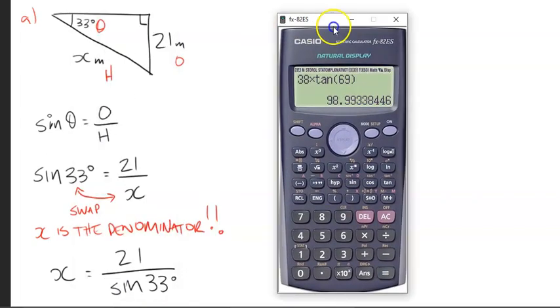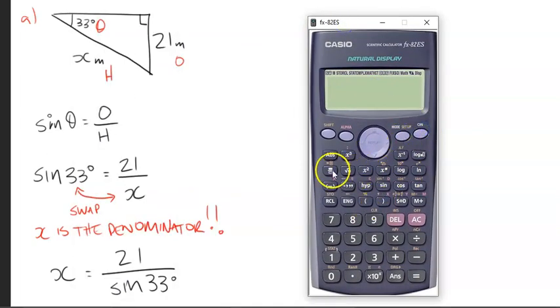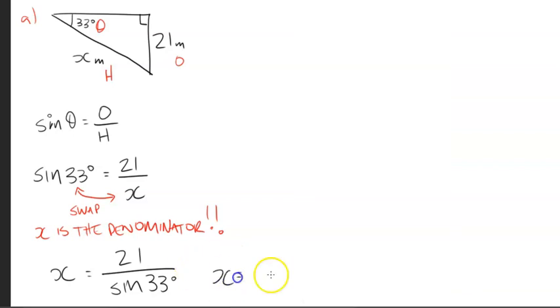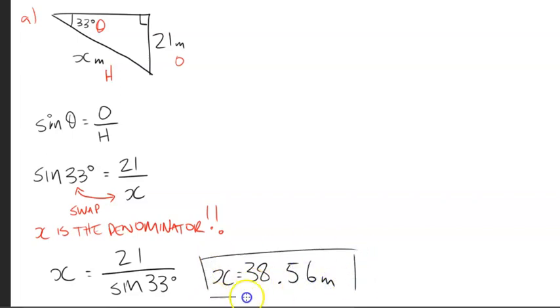So calculator out, put a fraction, 21 on the top, sine 33 on the bottom, 38.557, so this is 38.56. So x is equal to 38.56 meters. Okay, so little hack: when x is on the bottom, and only when x is on the bottom as a denominator, you swap the sine 33 with the x in order to solve for it.